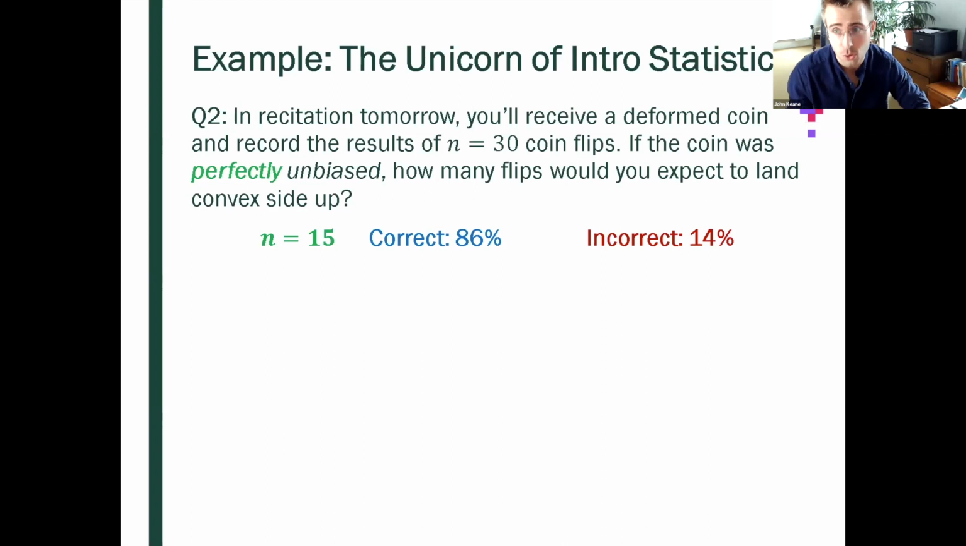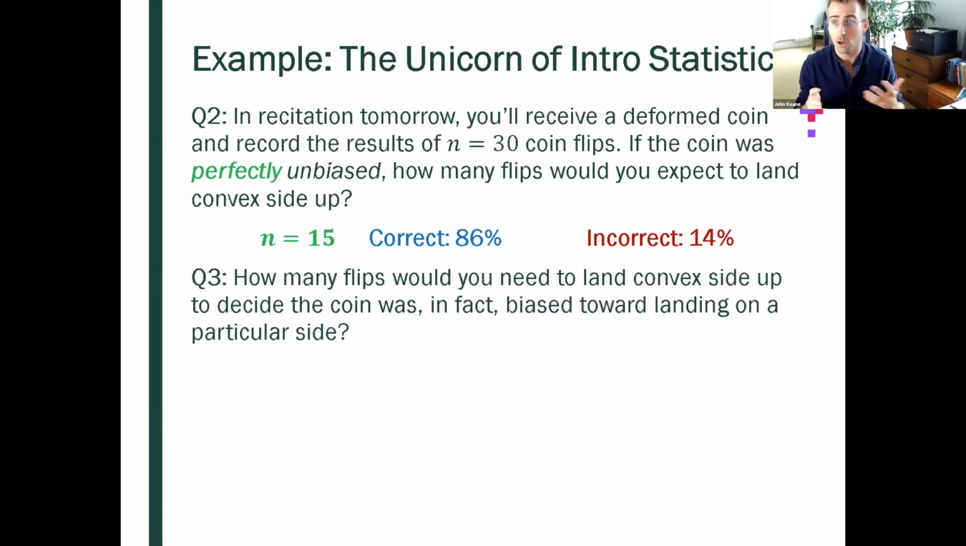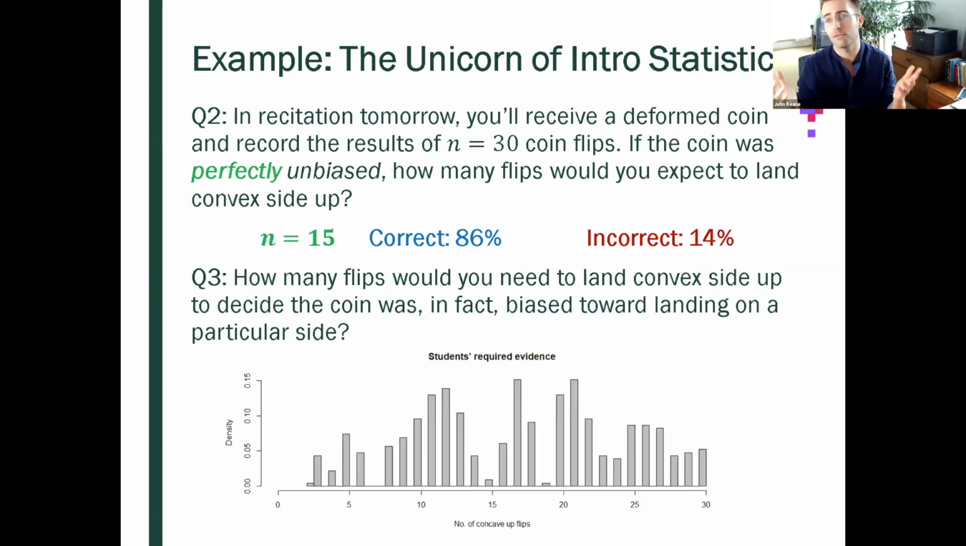We actually give them 2 or 3 questions to talk with their neighbors about this. How many flips would you need to land convex side up to decide the coin was, in fact, biased? And the results here are actually pretty messy. We can display them in front of class almost immediately after students have submitted them and talk about the distribution of what students think is convincing evidence and isn't convincing evidence.